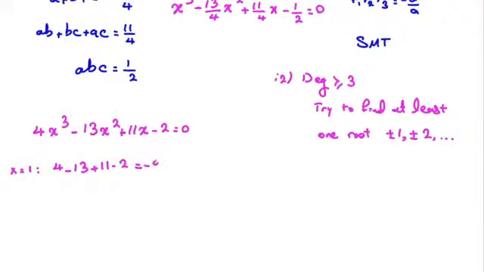4 minus 13 is negative 9, 11 minus 2 is plus 9, 0. So because x = 1 is one root, you can factor out x minus 1, you can factorize. One factor is x minus 1.